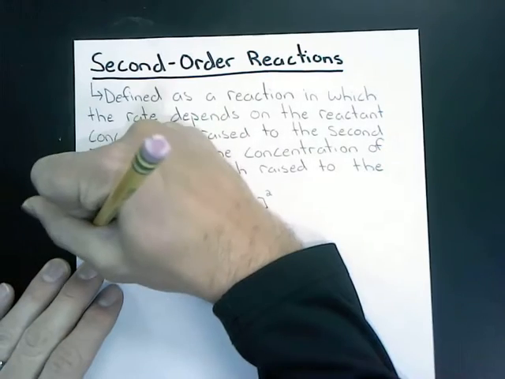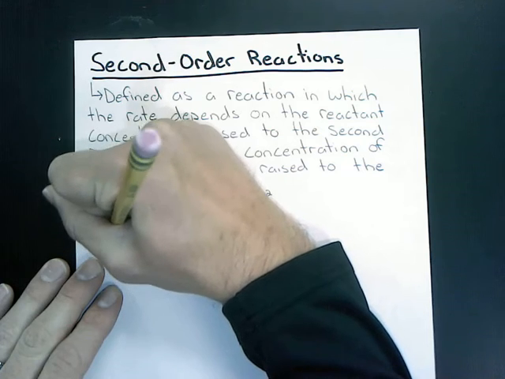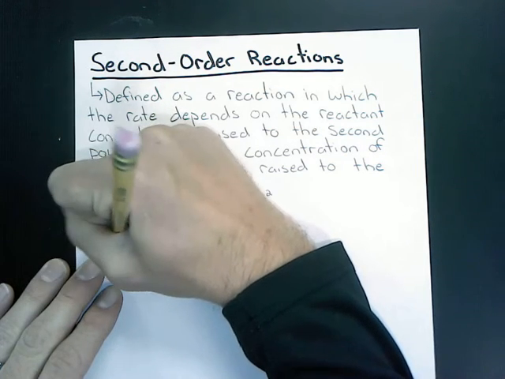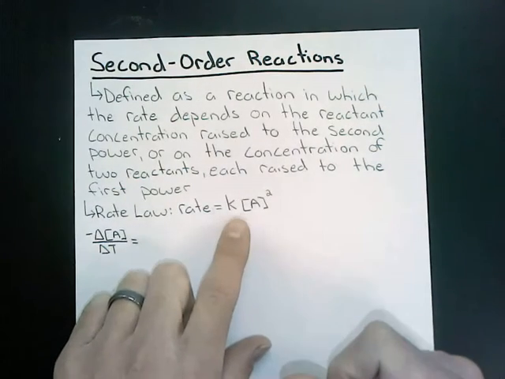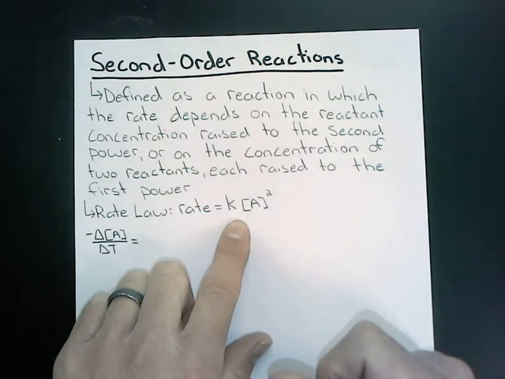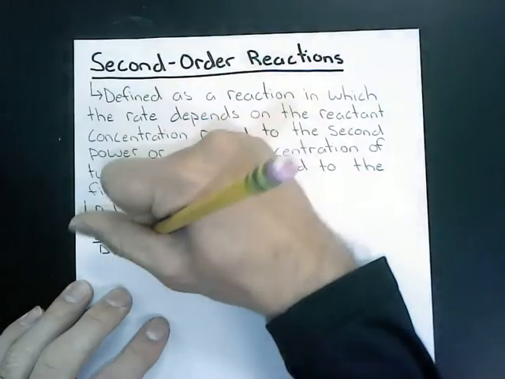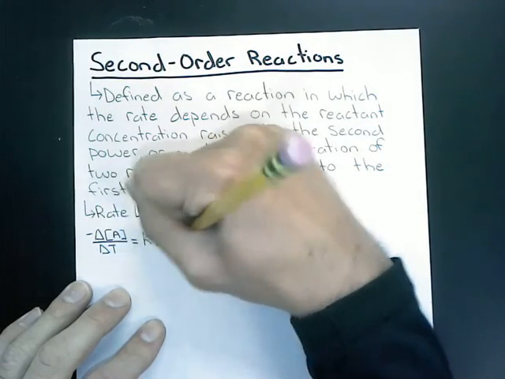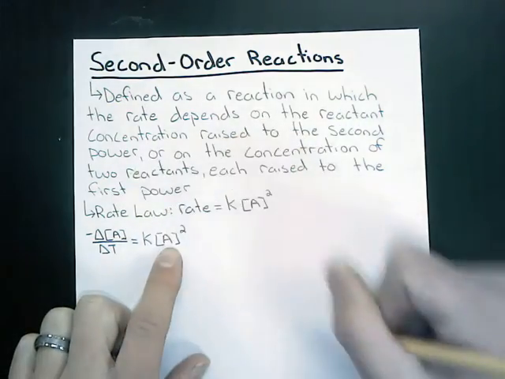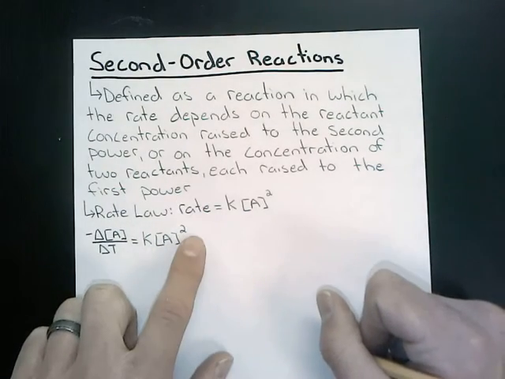Now, again, we can associate this. The change in concentration of A over the change in time can now be set equal to our rate law for second order reactions. So again, we get this set equal to k times the concentration of A squared.